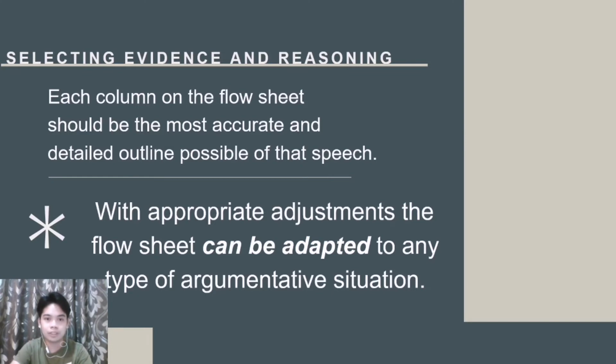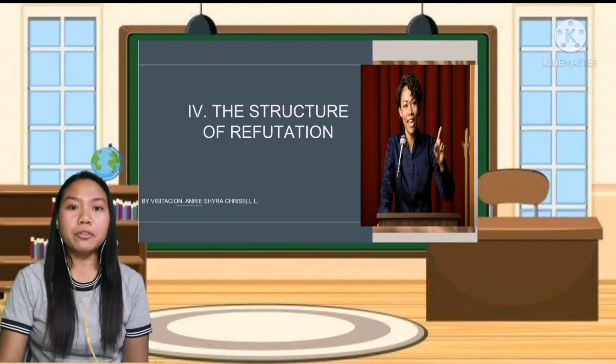Each column on the flow sheet should be the most accurate and detailed outline possible of that speech. With appropriate adjustments, the flow sheet can be adapted to any type of argumentative situation. An outline of this type helps debaters detect dropped arguments or weak links in the structure. It takes time and practice to learn how to keep an effective flow sheet, but debaters find it worthwhile to develop this essential skill.